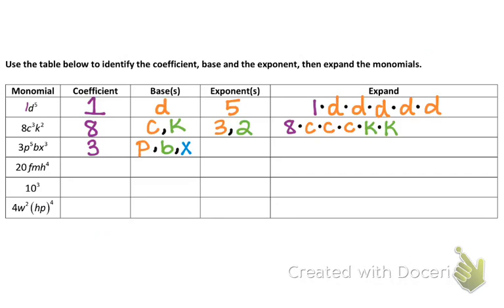So, our exponent for p, there are 5 of them. We have 1 copy of b and 3 copies of x. So let's expand this. We have 3 times 5 copies of p.